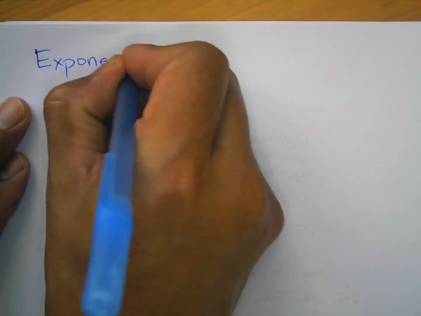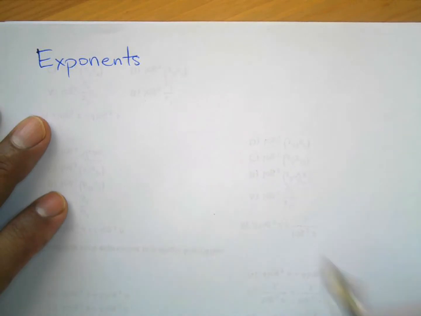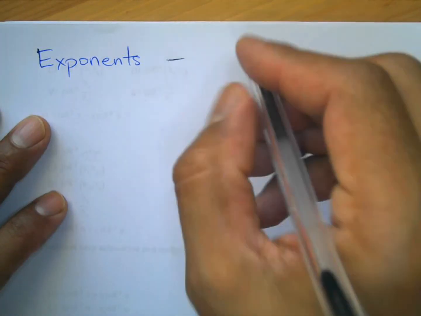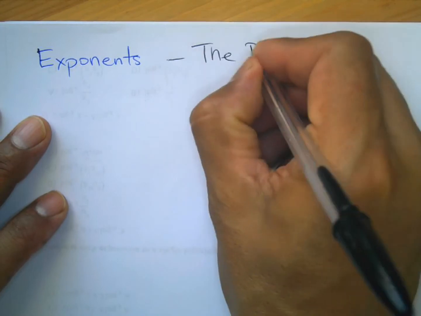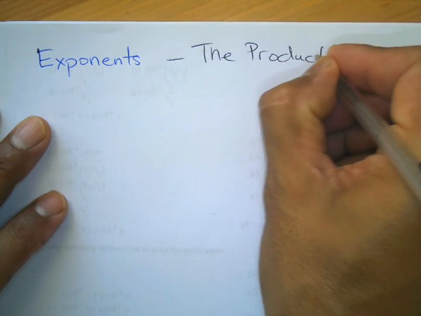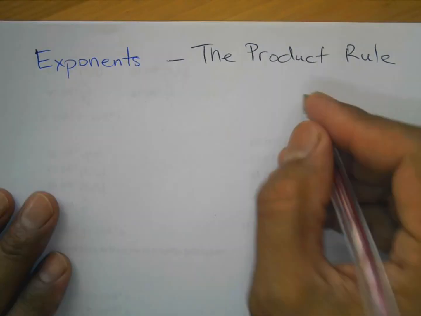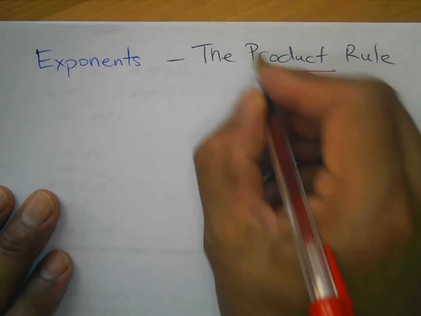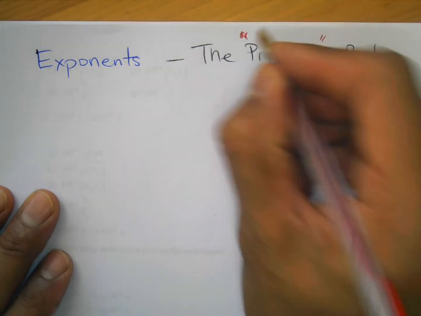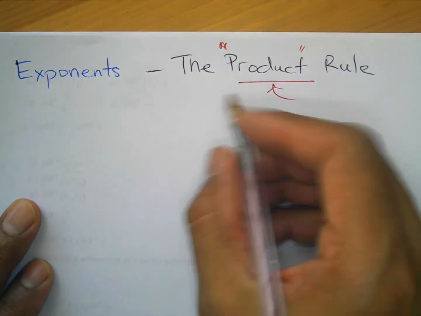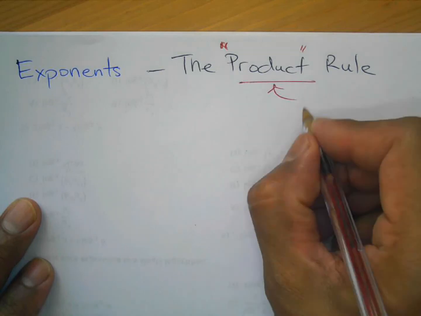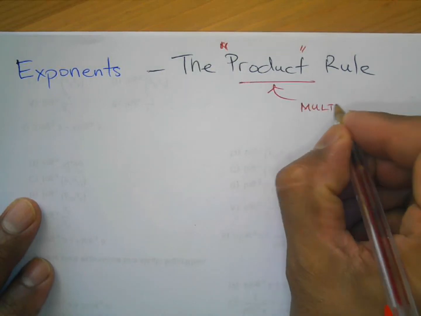Okay, take down these notes. We are working with exponents, and in particular the product rule. The product rule. And we know that the word product in math refers to multiplication. So it's like the multiplication rule.